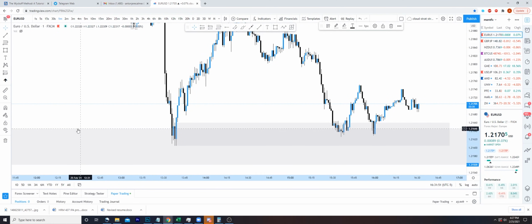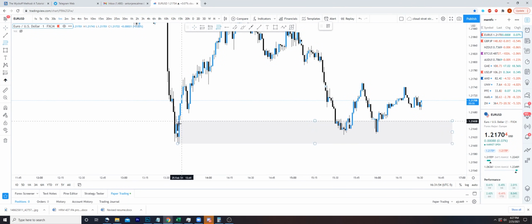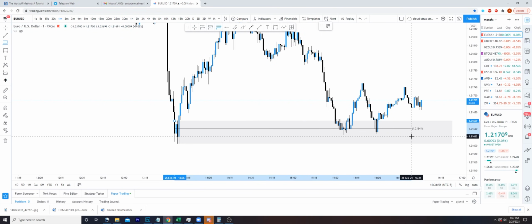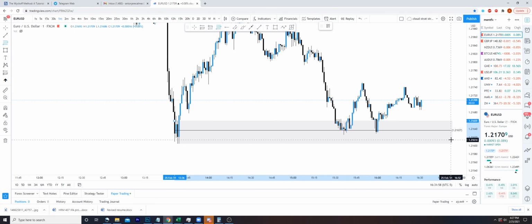So at this point, this lower position doesn't really matter that much, and what really matters is this area in here. So basically, if it was to get below this, I wouldn't be interested in buys anymore.